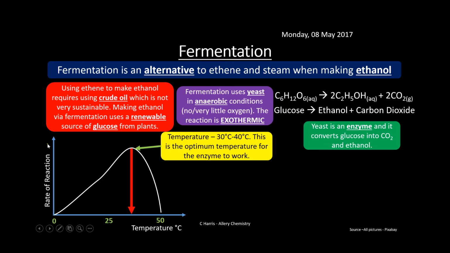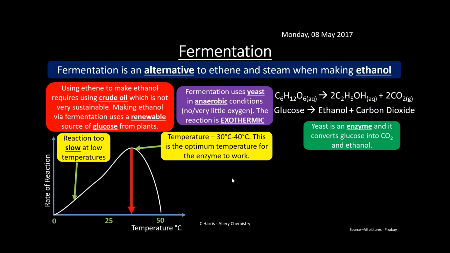So you can see here, this is the rate of reaction. This is the rate at which we're converting glucose into ethanol. This is the temperature on the bottom here. Now, this enzyme prefers to work between 30 and 40 degrees, and the vast majority of enzymes do. So we've got 30 to 40 degrees Celsius. This is the optimum temperature for the enzyme to work. So when we're doing this reaction, we need to keep it at around this temperature to make sure that we are getting the most out of the reaction, so to speak. Okay, so this is the fastest rate of reaction, and we need to try and get the most product.